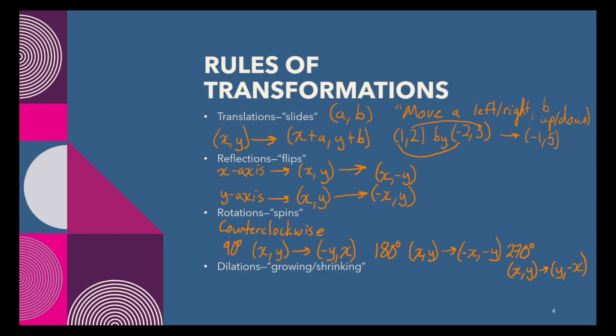Now, we found that with dilations, if my scale factor was a, (x, y) went to (a times x, a times y). Now, in the next couple of videos, you're going to see why that is.